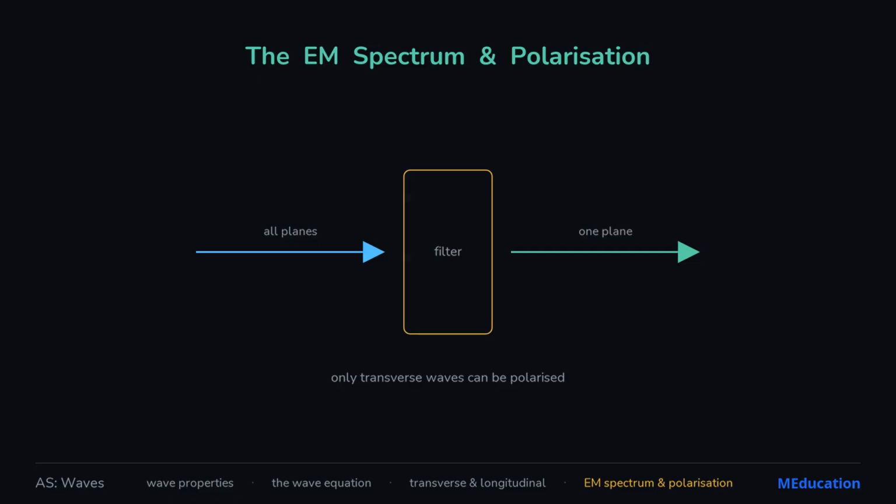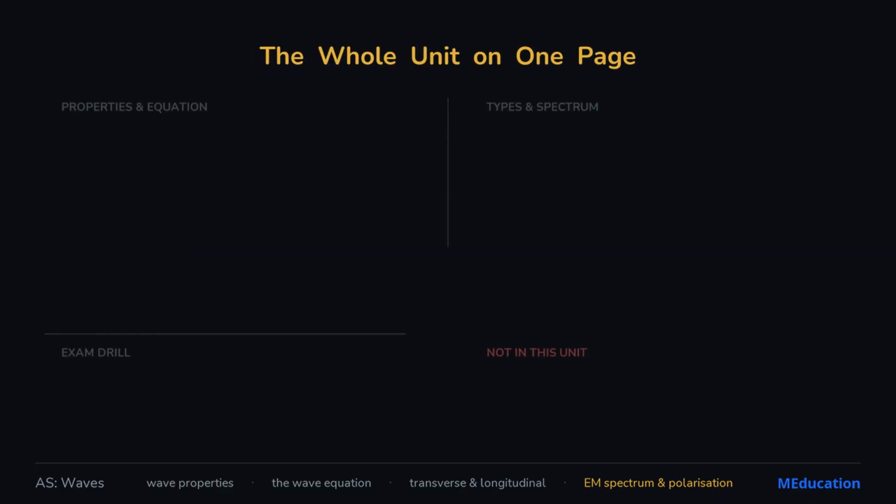Finally, polarization, a property only transverse waves have. Normally, a wave wobbles in all directions at once. A polarizer only lets through the wobble in one plane. That is exactly how polarizing sunglasses cut glare. Crucially, sound cannot be polarized, which is the cleanest proof that sound is longitudinal while light is transverse.